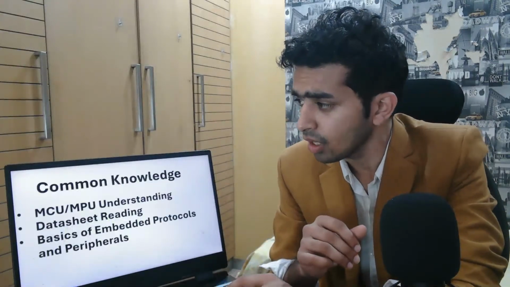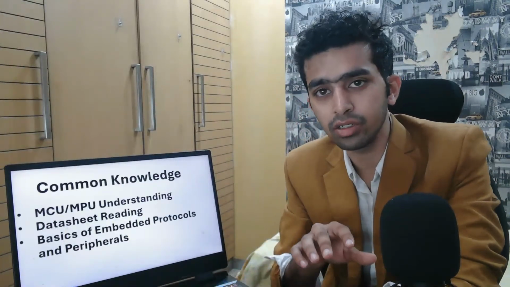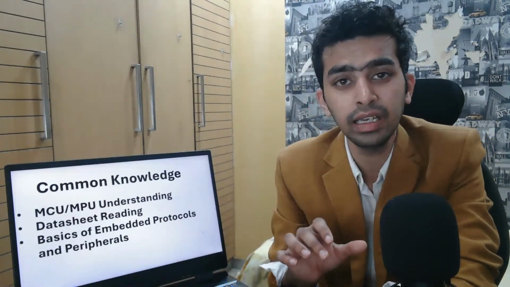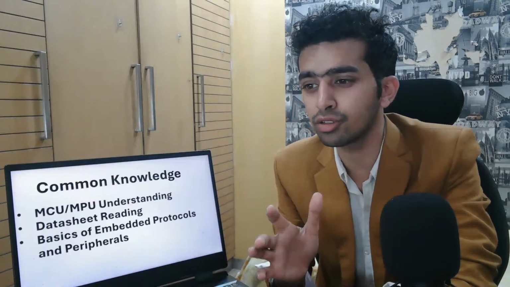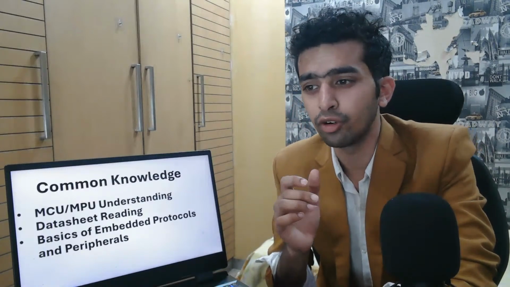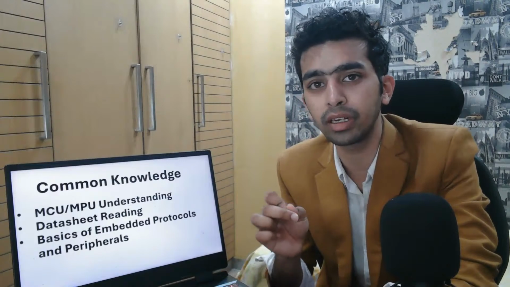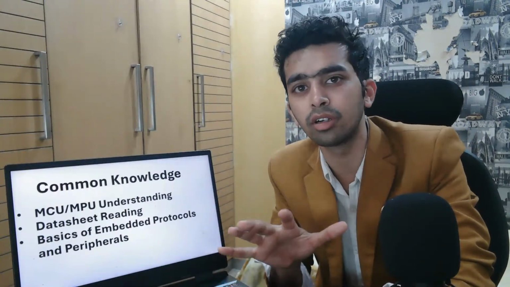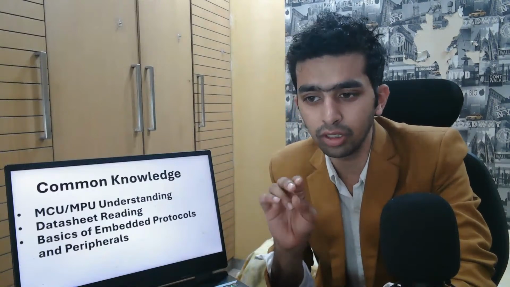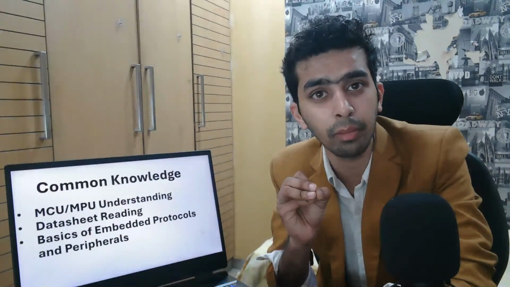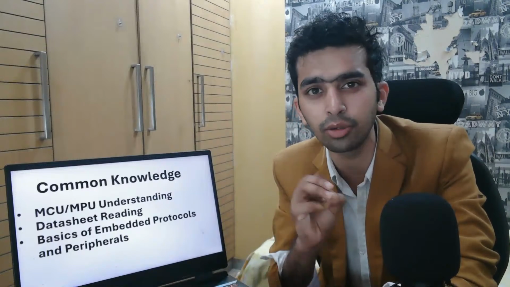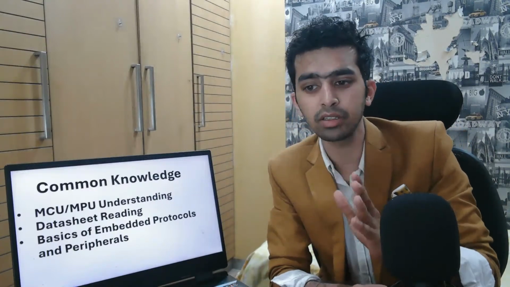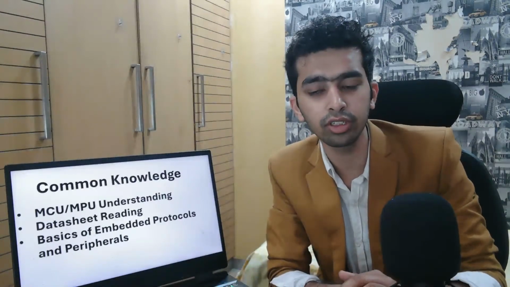Okay, and for all these three niches, the common knowledge that one needs is microcontroller and microprocessor understanding, data sheet reading, and the basics of embedded protocols and peripherals. Now, by MCU and MPU understanding, what we mean is there are mainly 5 types of semiconductor chips. Okay, out of these five, two are the microcontroller and the microprocessor semiconductor chips. So knowledge of microcontroller and microprocessor plays a very important role to get started with these profiles.